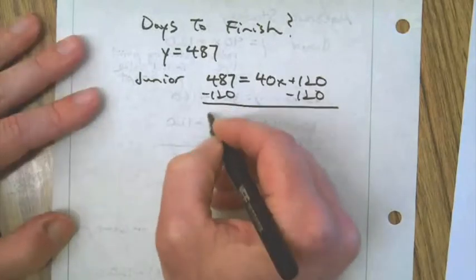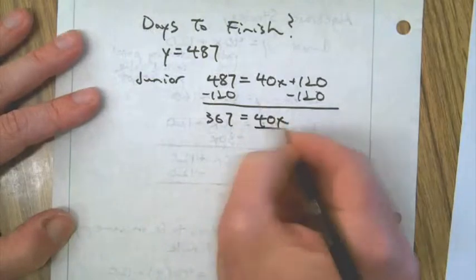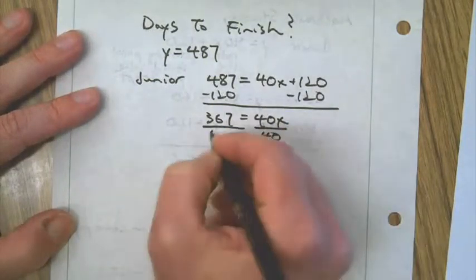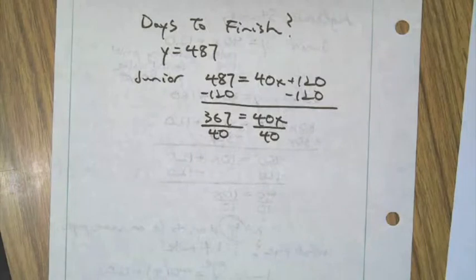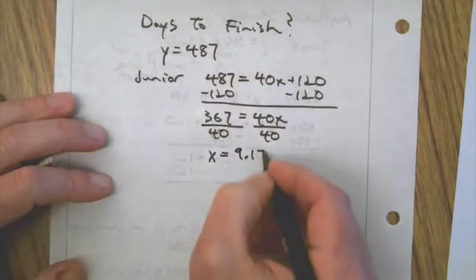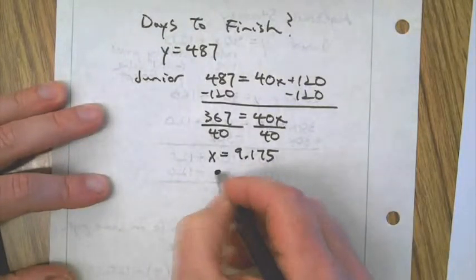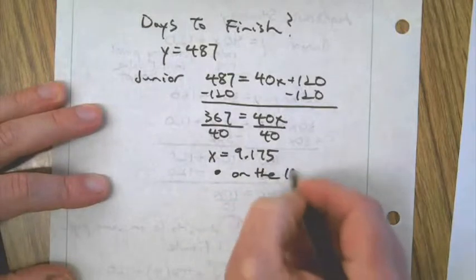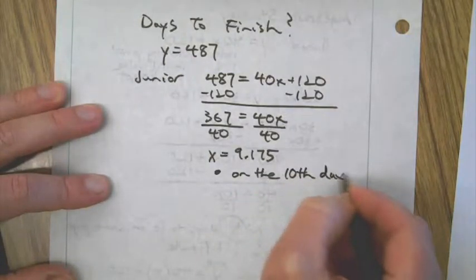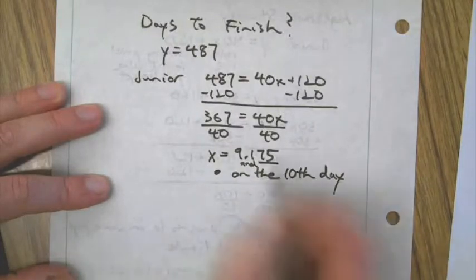Looks like we'll need a calculator, because we'll have some kind of a decimal. Looks like 9 days and a little more. Okay, calculator. 367 divided by 40. Okay, what this means in terms of our situation is on the 10th day he will finish, right? 9 days and a little bit more.